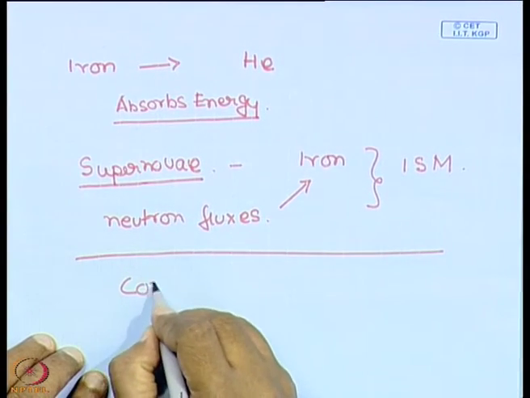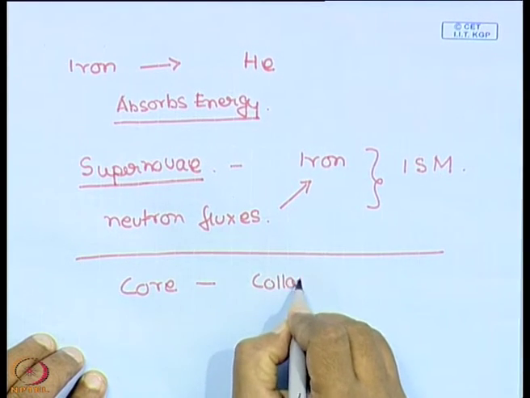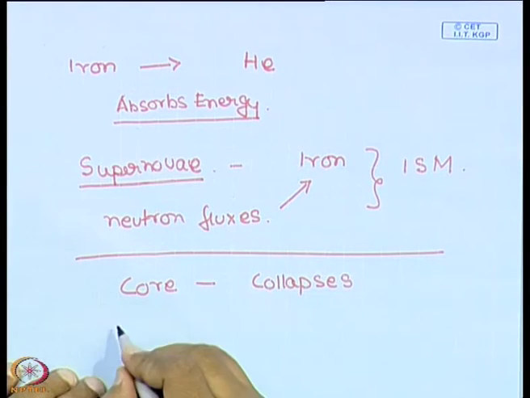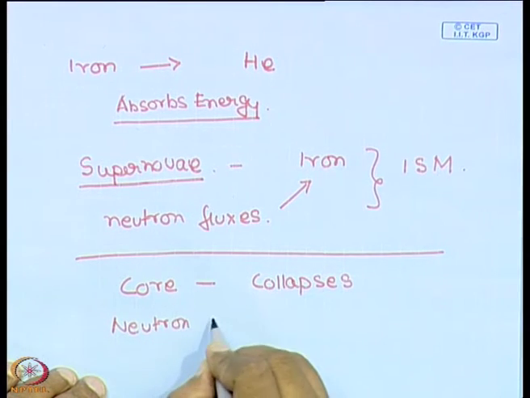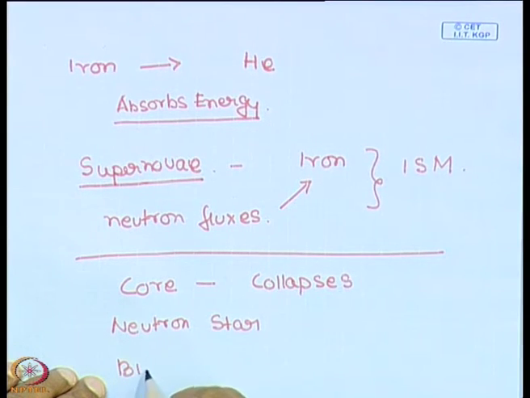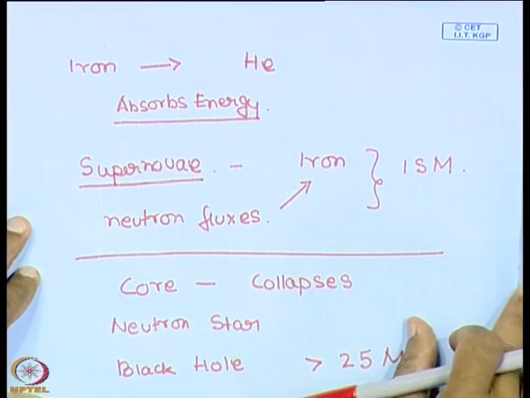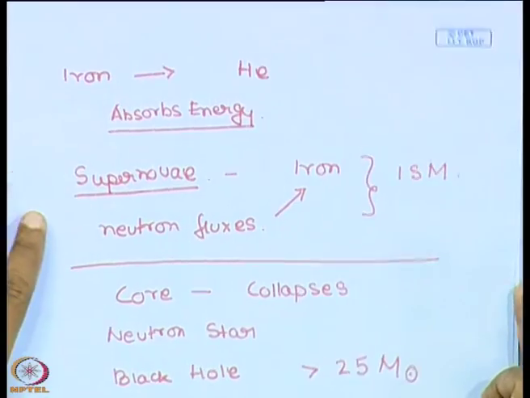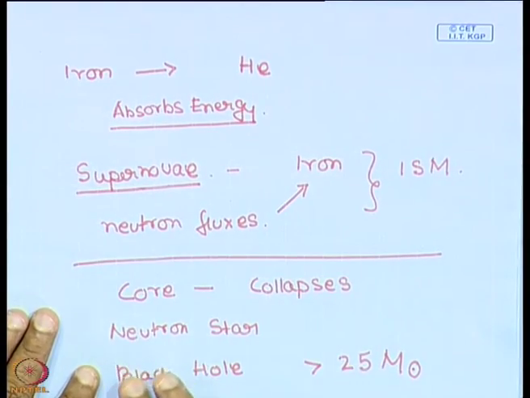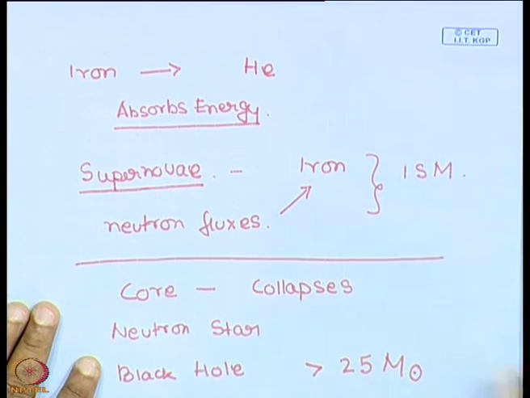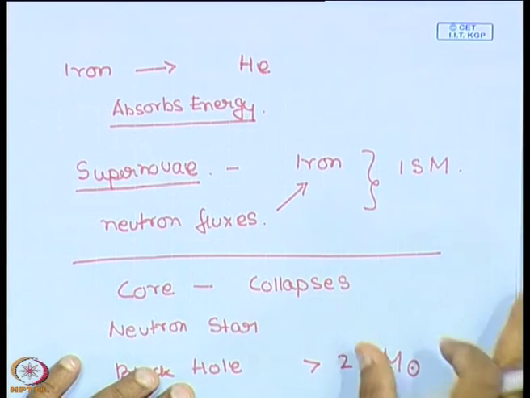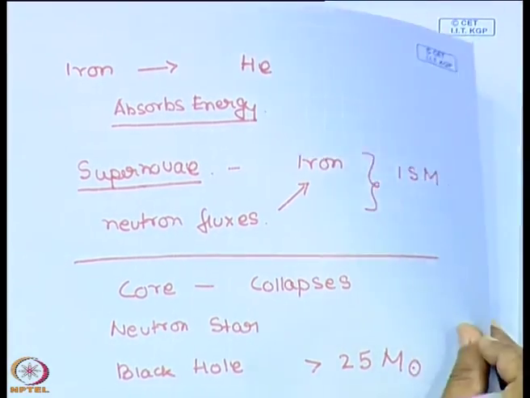The core of this whole thing collapses to form either a neutron star, depending on the mass, or a black hole. Masses more than 25 solar masses, it is believed, go straight away and form a black hole. In a neutron star, all of the iron gets converted into helium, and finally everything gets converted into neutrons. A black hole, if we get time we shall discuss it, but the main point is that the entire thing collapses, gets smaller and smaller, and becomes a very highly dense object.